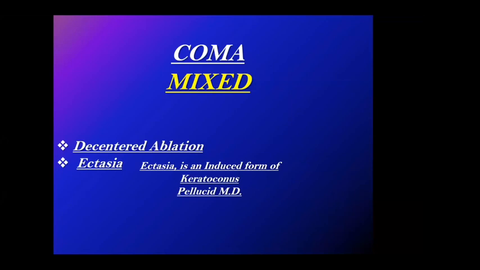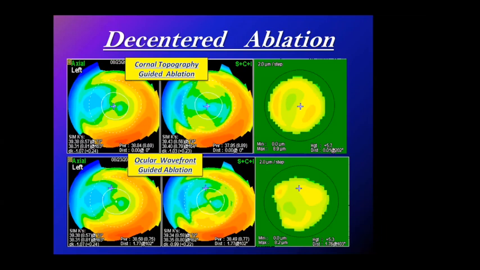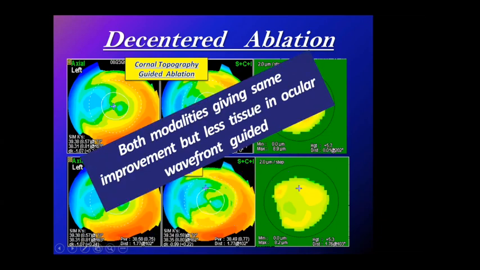Now, this is what you asked me about. What about if it is mixed, both topographic as well as functional, like ectasia? This is exactly what you asked. Like decentered ablation, like pellucid marginal degeneration. Now here, you have to select both. If you look at the corneal topography guided or ocular wavefront guided, and then we apply, you will notice that really there is not much difference. It's the same tissue, maybe 5.7, 5.3. The shape only looks better, but it is the same function. So both modalities give the same improvement, but with less tissue consumption, ocular wavefront.